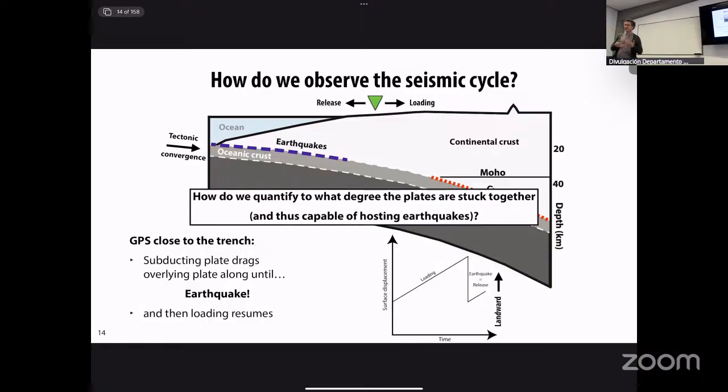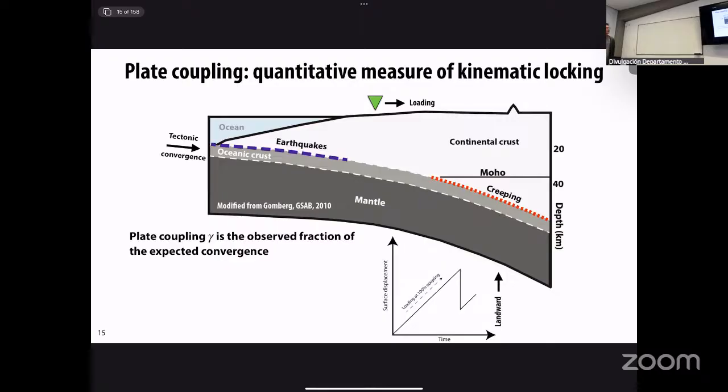So if we think that frictional locking is allowing for the buildup of stress, we might have a higher chance to have a big earthquake. So we do that by quantifying what's called the plate coupling, or this frictional locking. And this is purely a kinematic observation. We typically think of frictional locking, but there are questions about the mechanisms at play here.